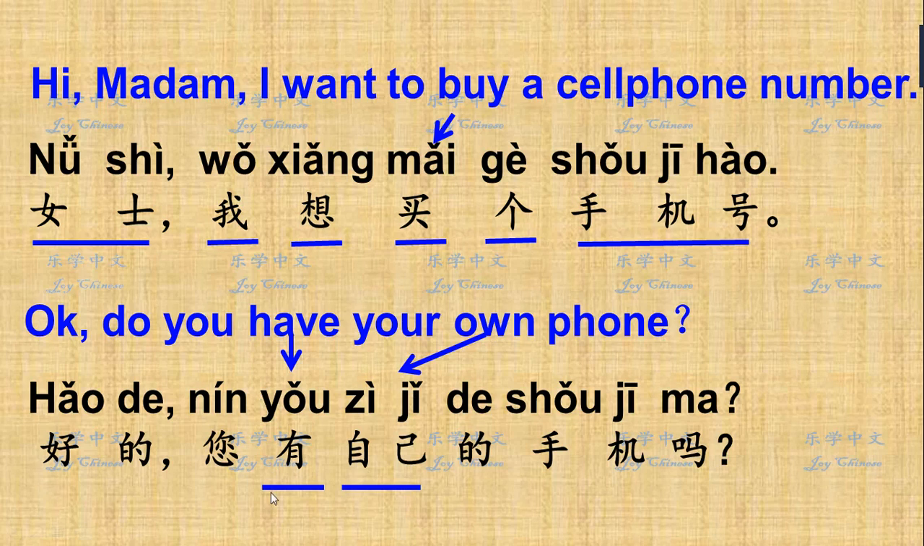Here the word 有 means have. 好的，您. This is a respectful way to say you. Usually when you go to this kind of service company, they say 您 for respect. 您有自己的手机吗？ Do you have your own cell phone?